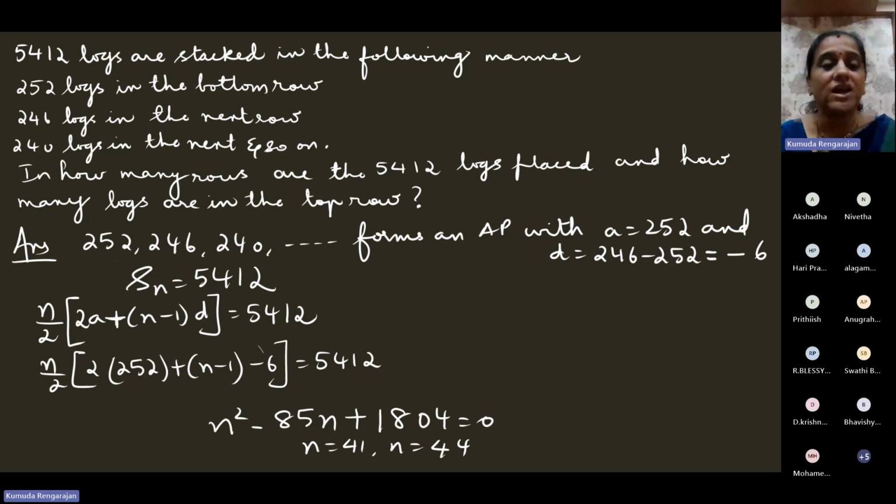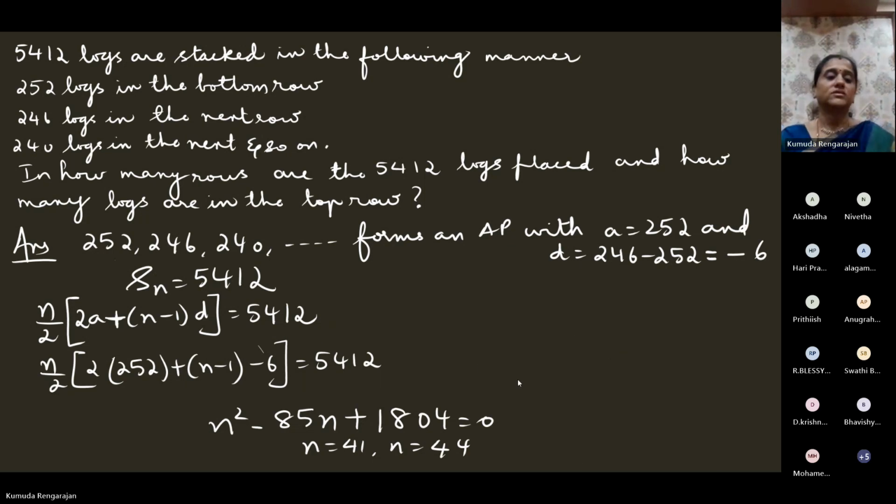So the question is, in how many rows are 5,412 logs placed, and how many logs are in the top row? In how many rows are these logs arranged, and how many logs are there in the top row, not the bottom row. The bottom row is on the ground. Top row.